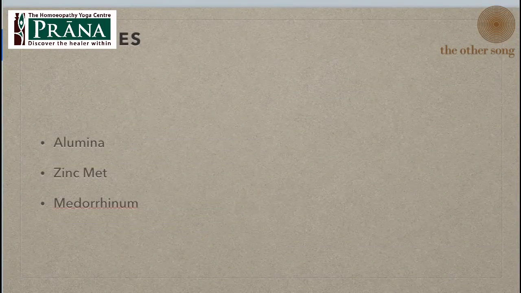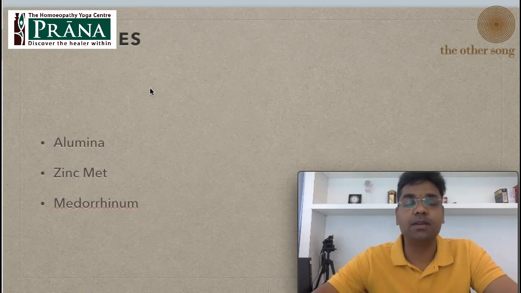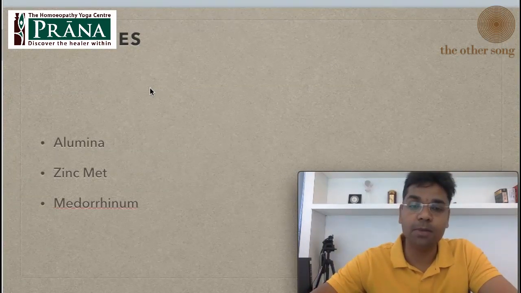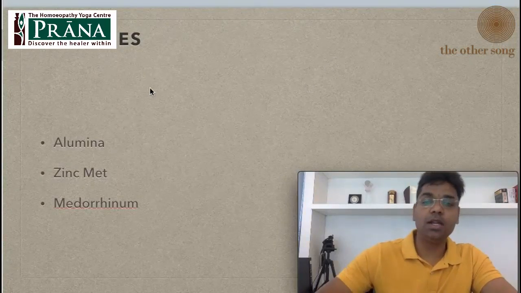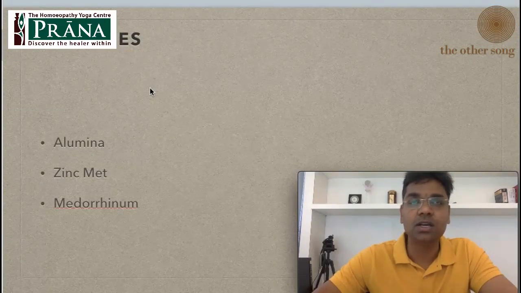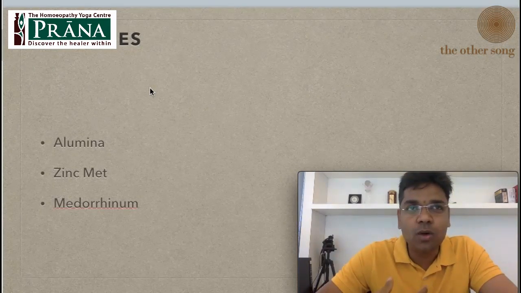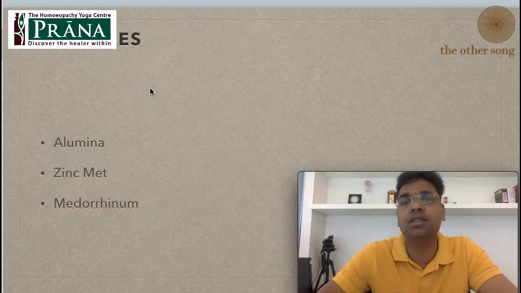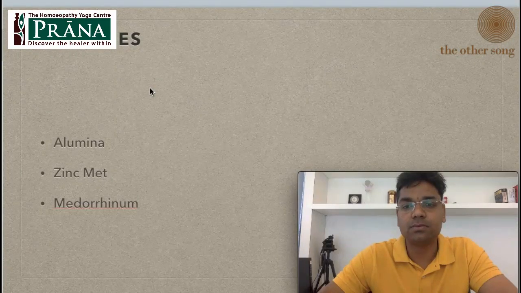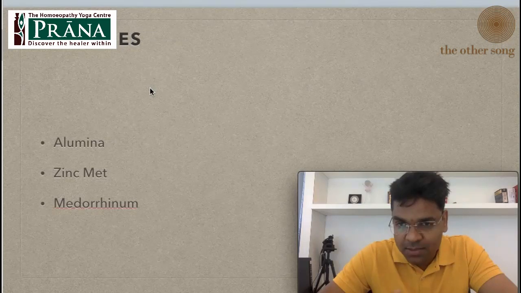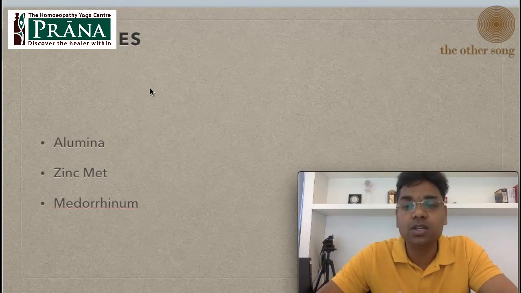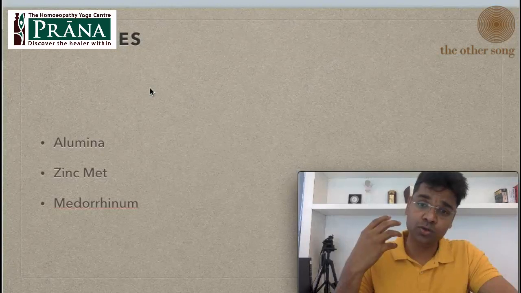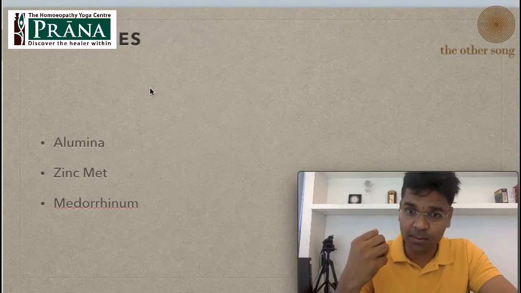And Kent gives us 3 principal remedies for absent-minded: alumina, zincum metallicum, and medorrhina. In alumina, what you will see is that the patient tells you, I am very slow. I'm not able to grasp things. I'm not able to understand what is happening in the surroundings. My ability to grasp is very slow. This slowness is alumina.